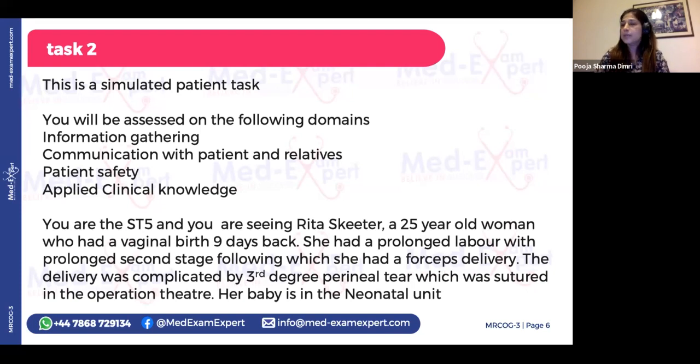In the exam, and please remember, this is for everyone, the MRCOG Part 3 exam is not just to test your knowledge. And this is not a Part 2 exam, where you have to go deep into the guidelines or read between the guidelines and answer the EMQs.